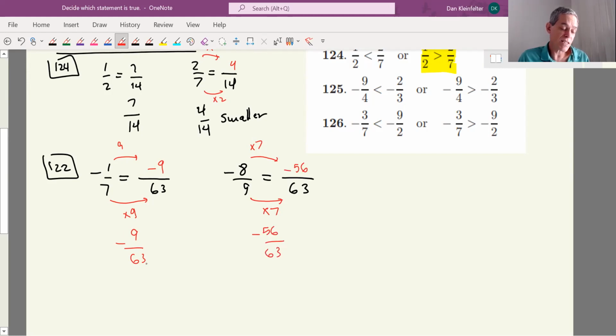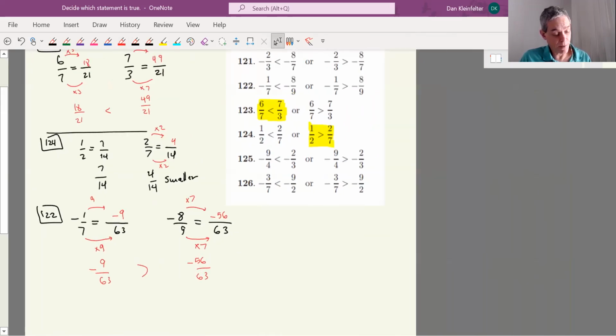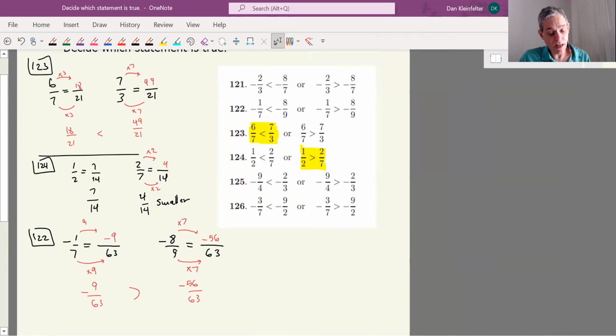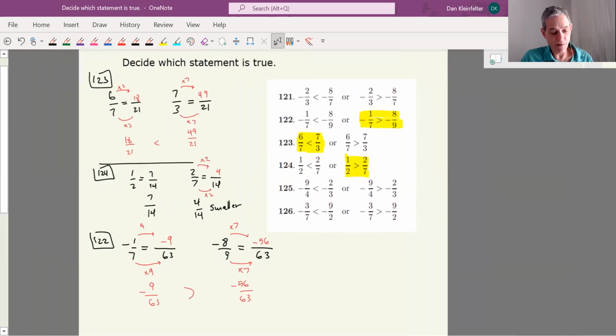-56/63 versus -9/63. So -9/63 is bigger than -56/63. -1/7 is larger. This is 122. -1/7 is larger than -8/9. Okay, all right, so that takes us to the end of the examples I wanted to do on comparisons.